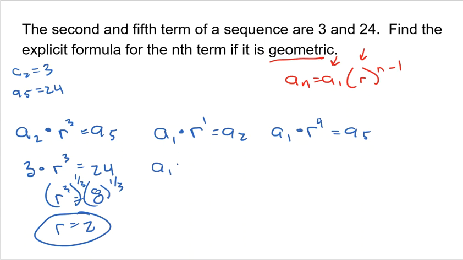I don't know the first term, but I now know that the common ratio is 2. 2 to the first is 2, equals the second term, which is 3. So now I just have to solve, and I divide by 2 and get 3/2. So my first term is 3/2.